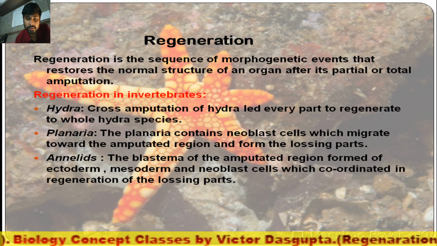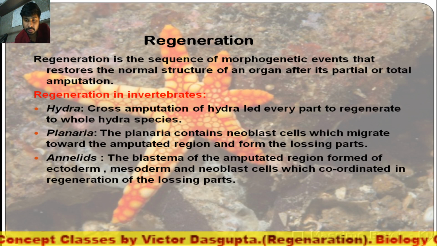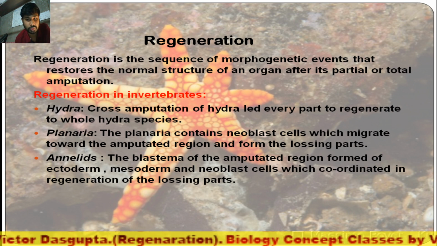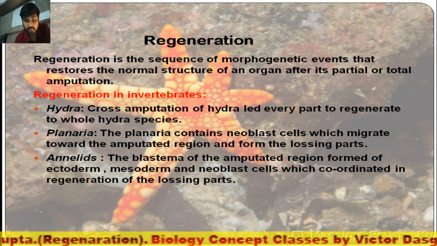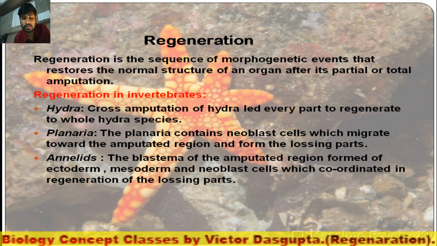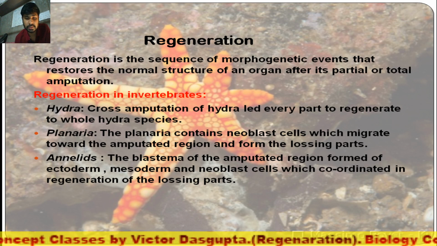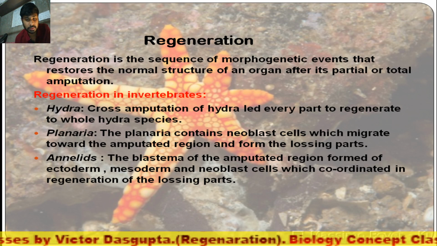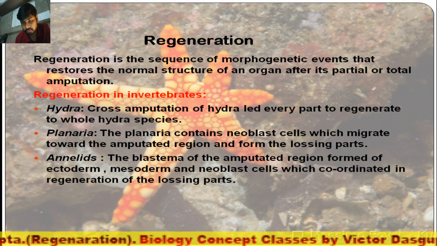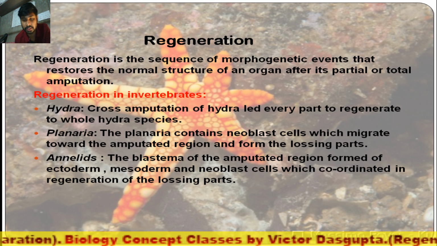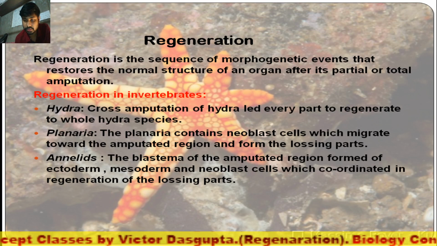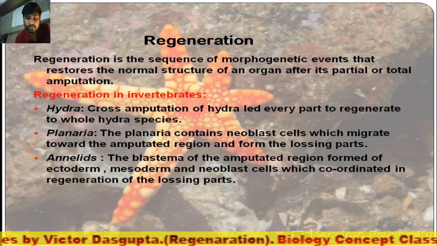Planaria is a flatworm. Planaria contains neoblast cells, which migrate towards the amputated region, wherever we have cut, and form the lost part. And in annelids, blastema forms. Blastema is a mass of cells that is going to form the limb or anything else. It is the regenerated area of the amputated region, formed of ectoderm, mesoderm and neoblast cells, which coordinate in regeneration of the lost part.